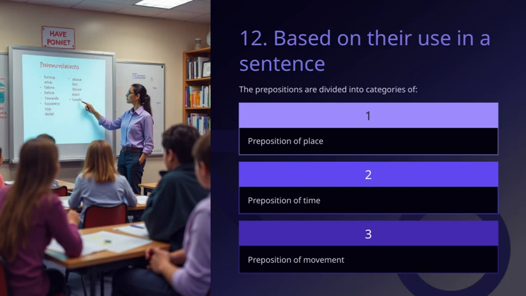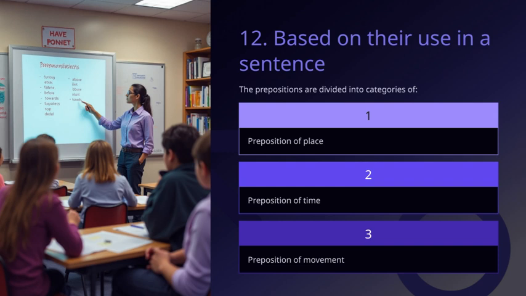All right, let's look at how prepositions are categorized based on their use in a sentence. We have three main categories: prepositions of movement, prepositions of time, and prepositions of place. Prepositions of movement describe the direction or movement from one place to another, like to, into, or through. These help us understand how something moves in space. Prepositions of time, on the other hand, tell us when something happens. Think of words like at, on, or during. They help specify the timing of an event.